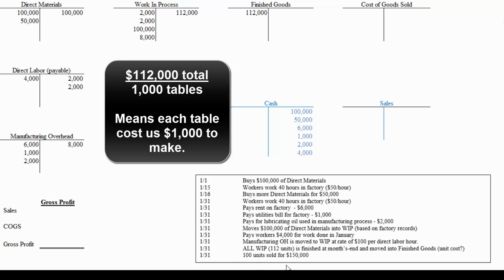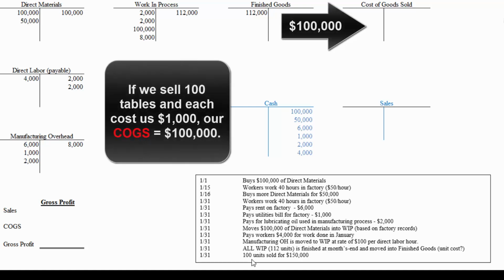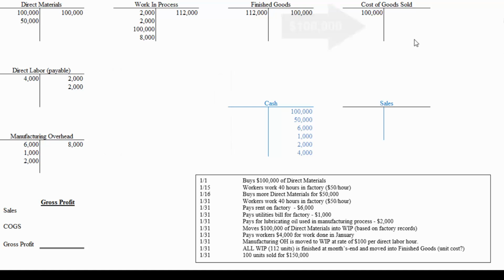So let's sell 100 of these things for $150,000, which makes sense. If it costs us $1,000 a unit, that means our cost of goods sold is $100,000, and we're selling them for more than that. We're selling them for $150,000. So we debit cost of goods sold and credit inventory for $100,000. That's the cost. Now let's book the sale. We debit cash for $150,000 and credit sales for $150,000.